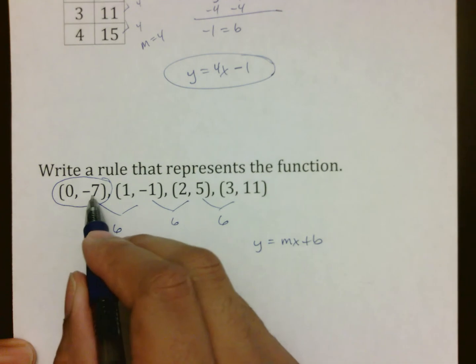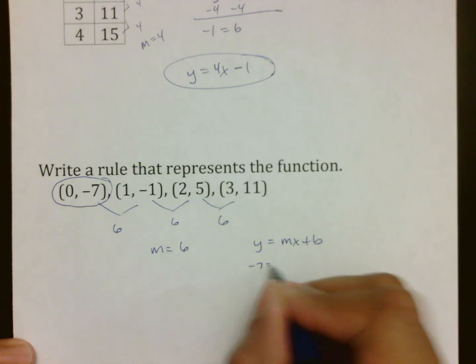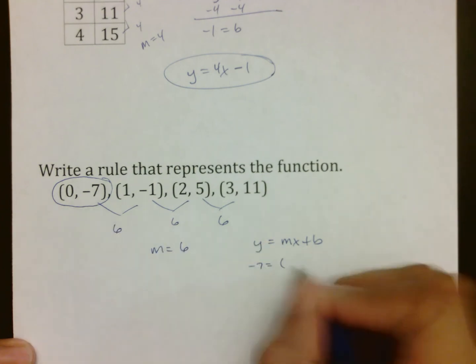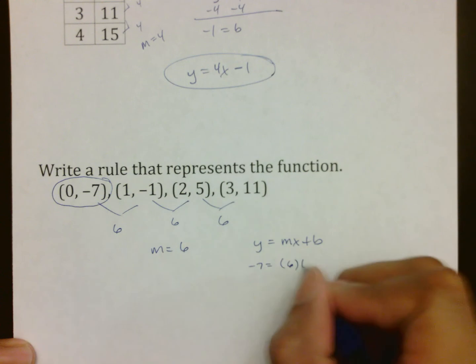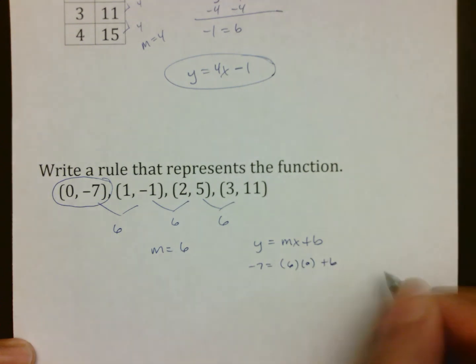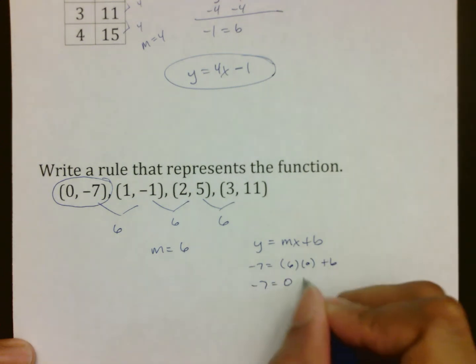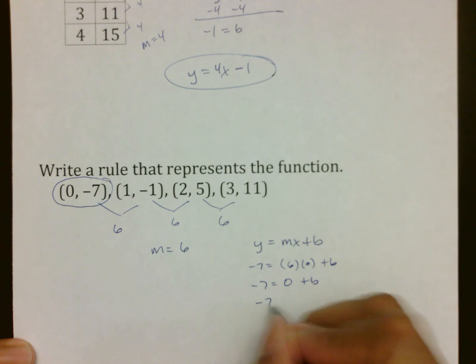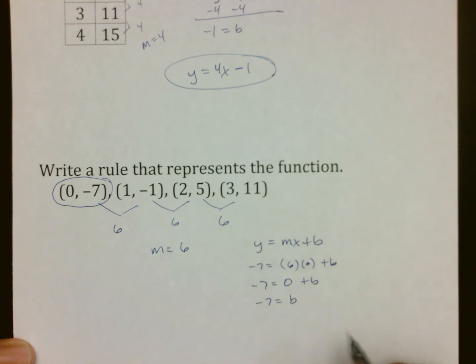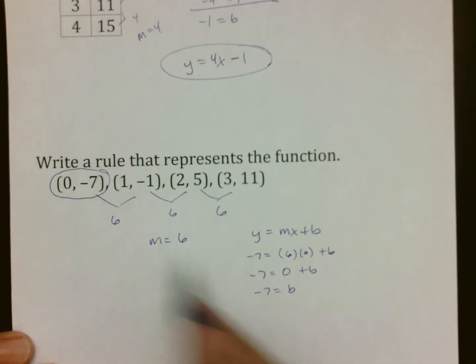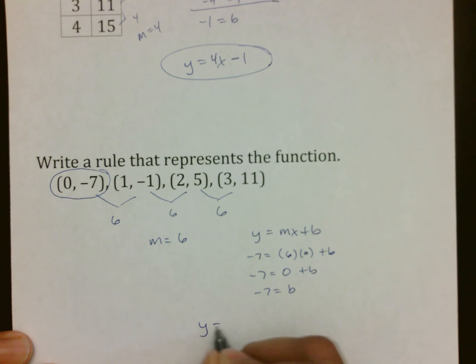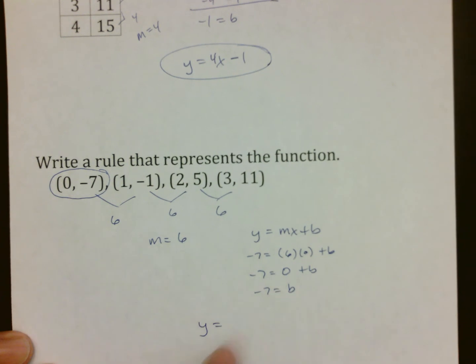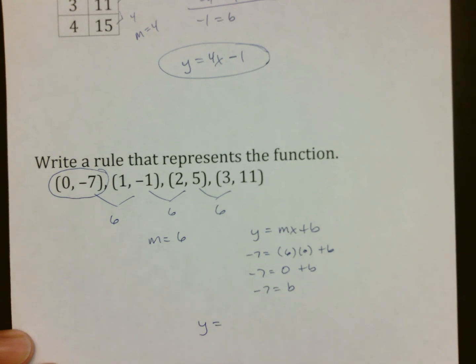In this case, remember, y is second, so negative 7 equals 6, which is m, times x, which is 0, plus b. Negative 7 is 0 plus b, which means if 0 is there, then negative 7 is your value of b. And again, once you get those two pieces of information, you are not finished until you plug m and b back into that generator. So you have to put your 6x and your minus 7, which is my rule.